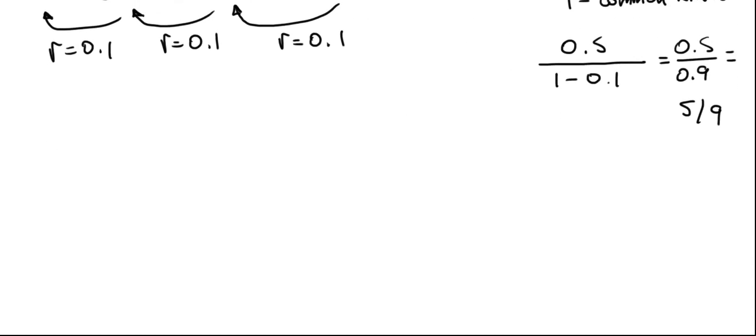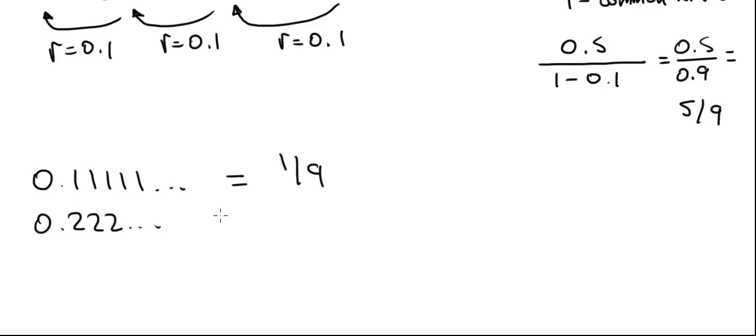Now, if we look at other types of repeating decimals with one digit repeating, for example, if 1 repeats, we can use the same technique to show that that is equivalent to 1/9, and then if 2 repeats, that of course is 2/9, and so on.